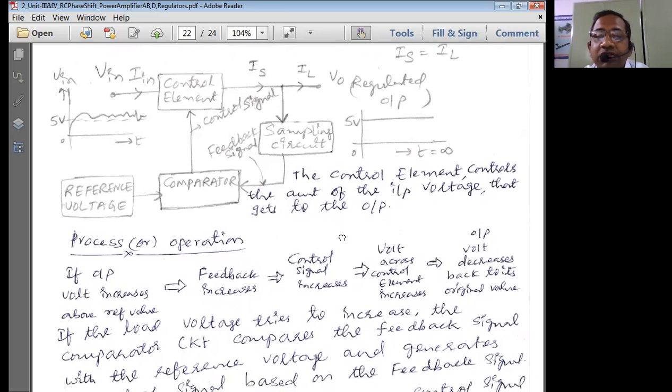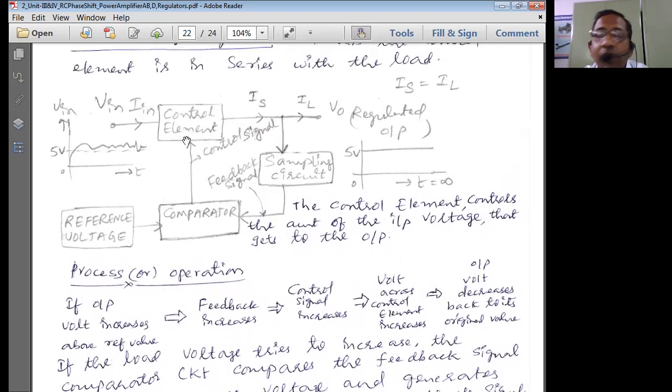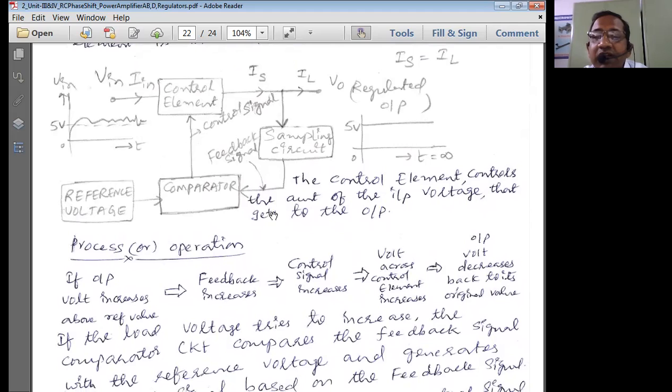So the voltage across the control element is also going to increase, and the output voltage decreases back to its original value. That means, because of this negative feedback, the portion of the current which has increased is compensated by decreasing the overall current. So these operations can be done only by using a negative feedback configuration circuit.